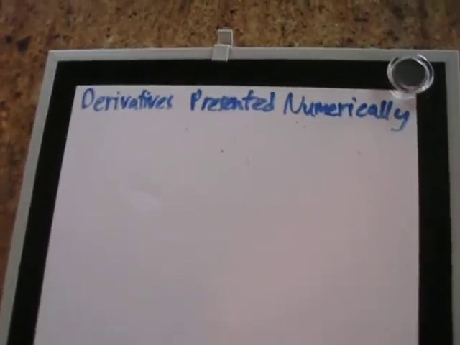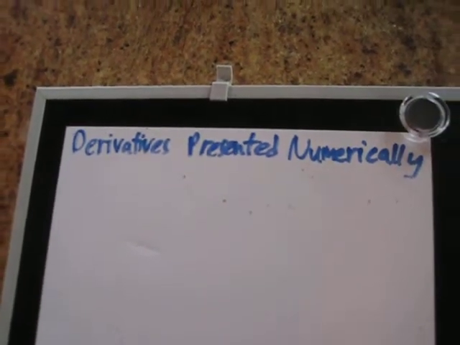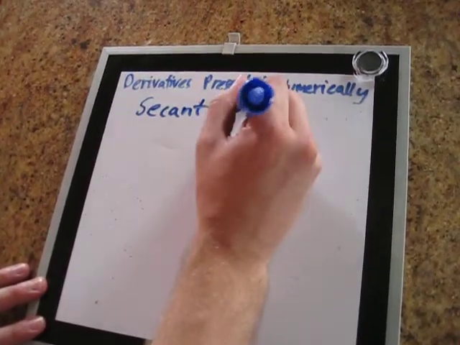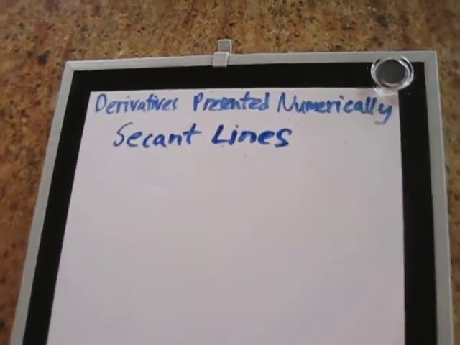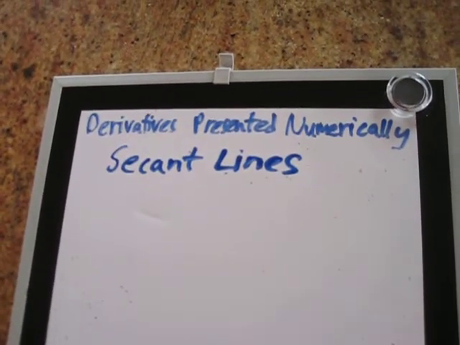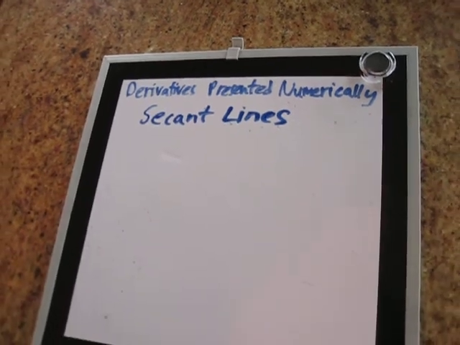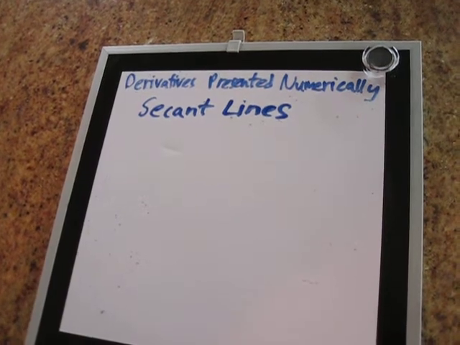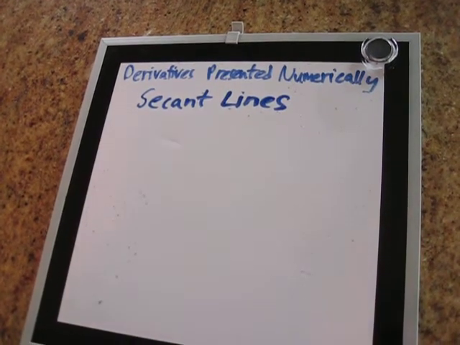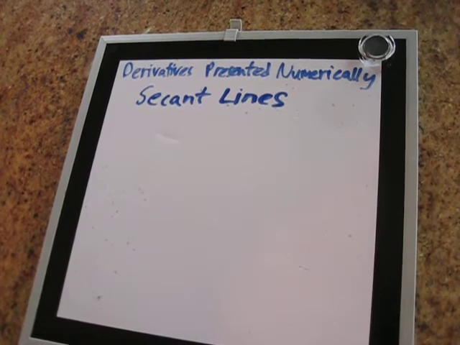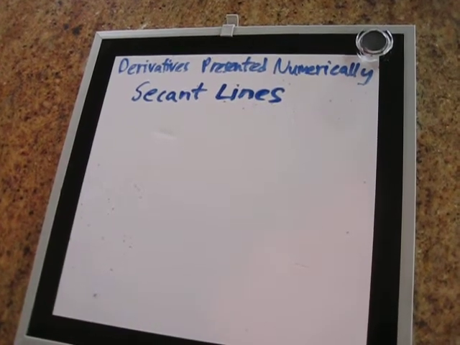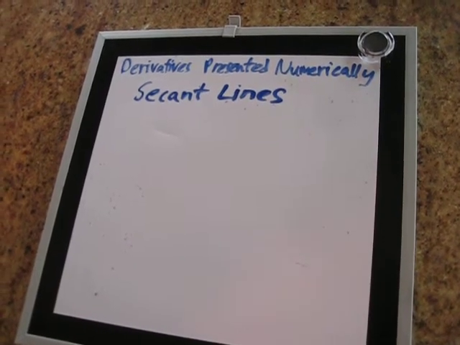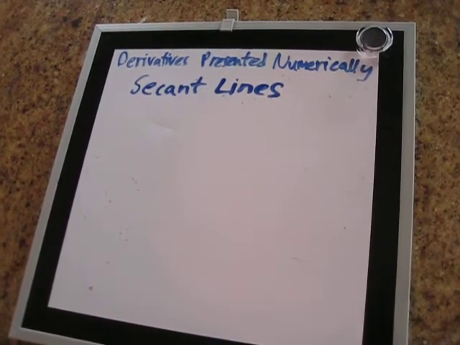We are going to talk about derivatives presented numerically. This section focuses on secant lines and the use of secant lines to approximate a function's derivative. A secant line through an interval is a line that intersects the endpoints of the interval, and as the endpoints gradually converge to a given point, the slope of the secant line can be used to estimate the value of a function's derivative at the value that they are converging to.